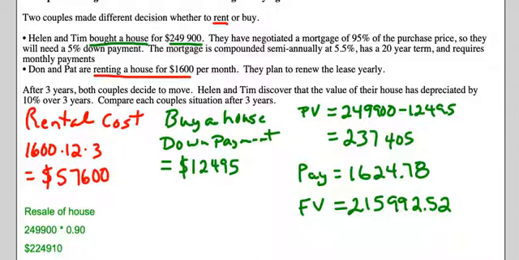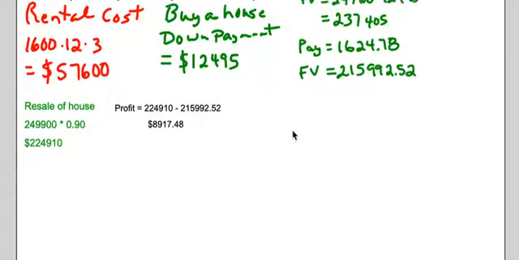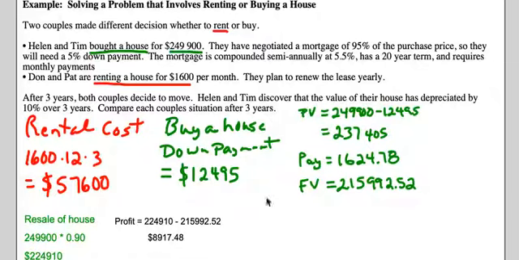So what else do we have to know? Well, we can figure out how much money we made on the house. So we sold the house for $224,000. We subtract the 215,000, and we're left with just under $9,000. That's how much money you made from selling the house.